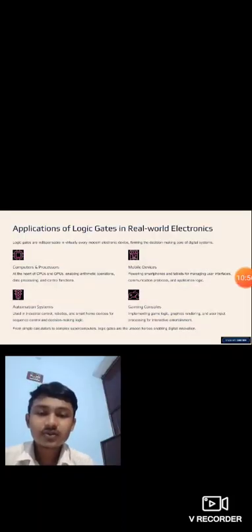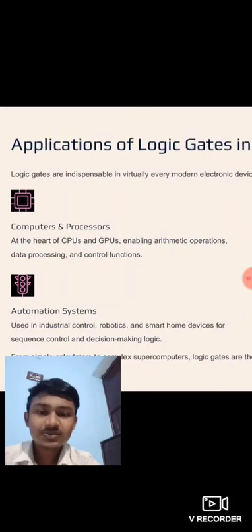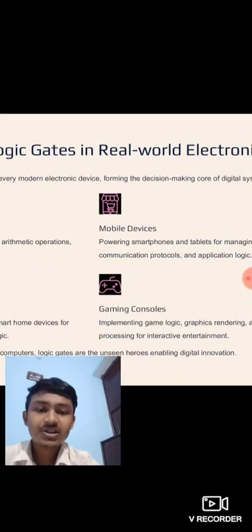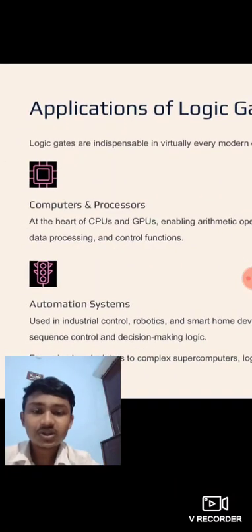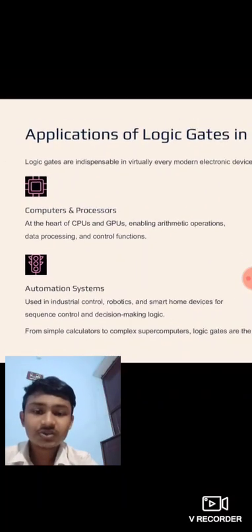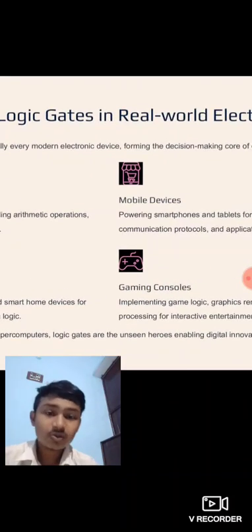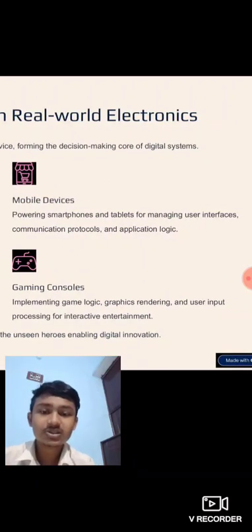Now, applications of logic gates in real-world electronics. Logic gates are indispensable in virtually every modern electronic device, forming the decision-making core of digital systems. Computers and processors, including all parts of CPUs and GPUs, use them for arithmetic operations, data processing, and control functions. Mobile devices, from smartphones and tablets, manage user information, communication protocols, and application logic.